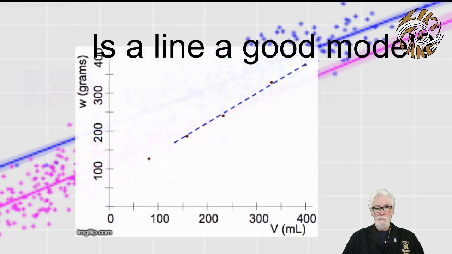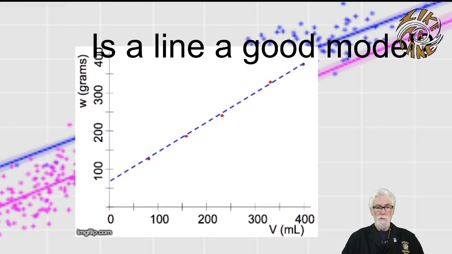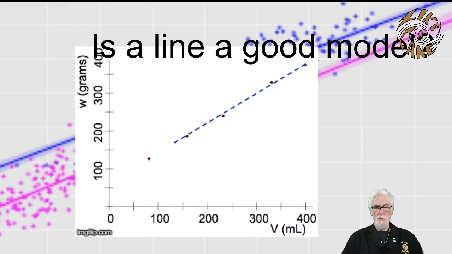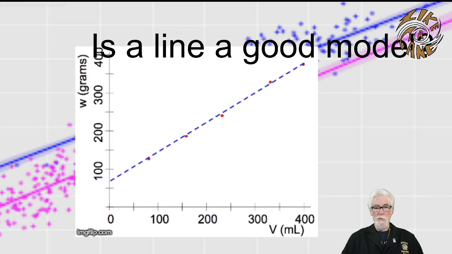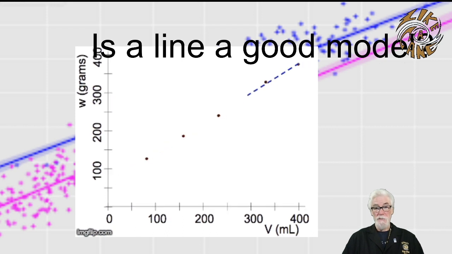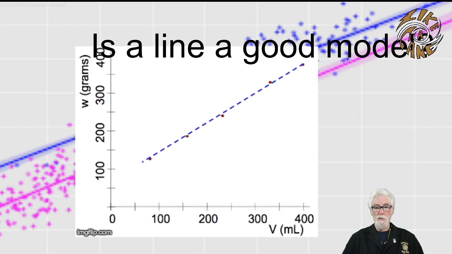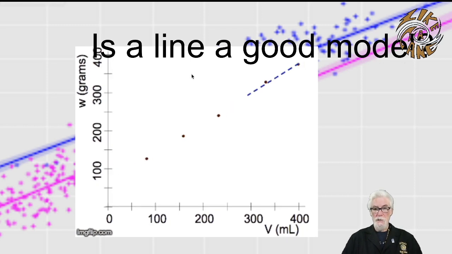For example, this is the beaker weight and volume experiment that we've been using in these videos. And if you lined a straight edge up, like put a ruler or even a sheet of paper along the points, you would find that they don't all exactly touch the line, but they're pretty close. And so it's probably reasonable to think a line would be a good model for this data.